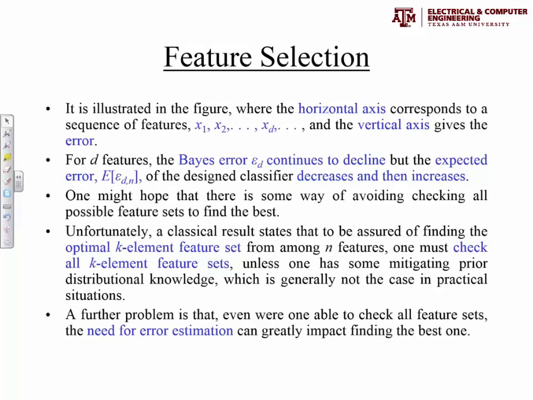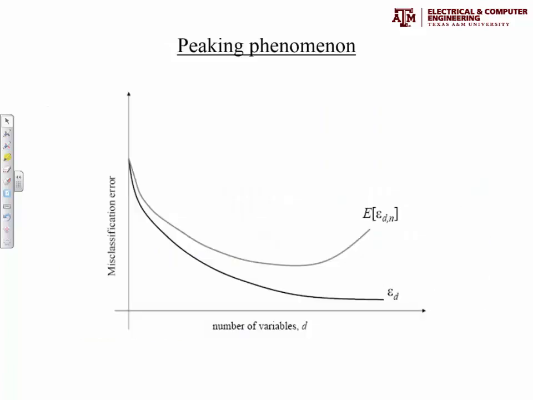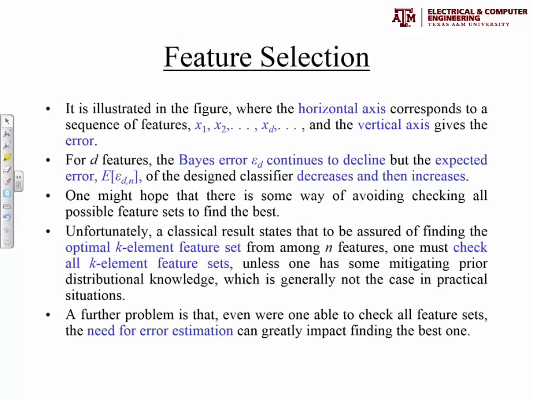So this peaking phenomenon is illustrated in the previous figure. I think that's what it's referring to. This is the peaking phenomenon. It's coming down, then it goes up as you increase the number of features, all right?